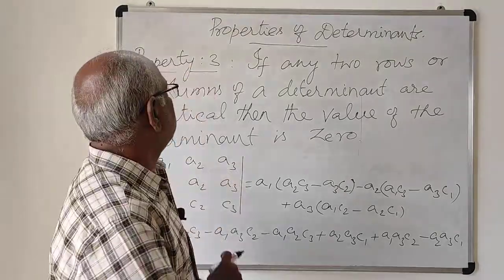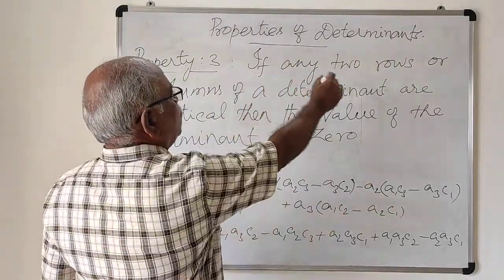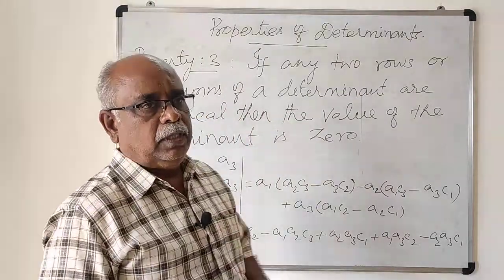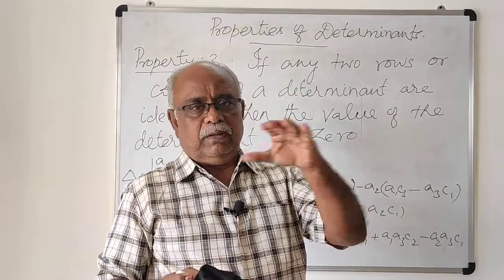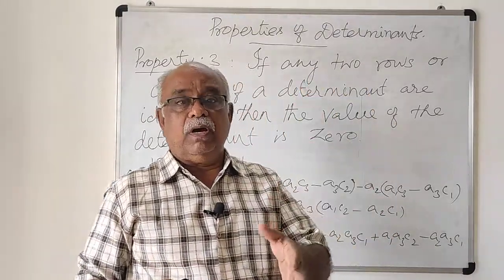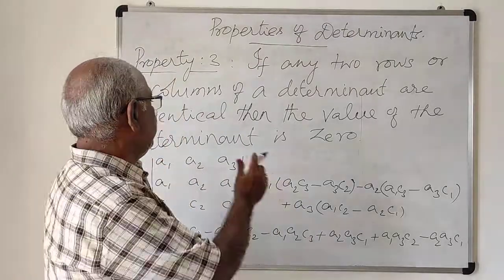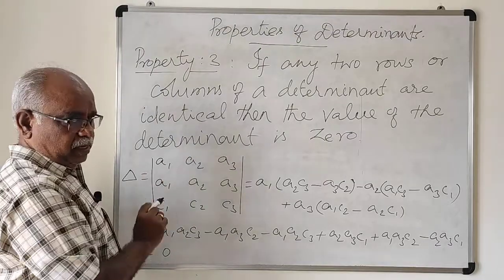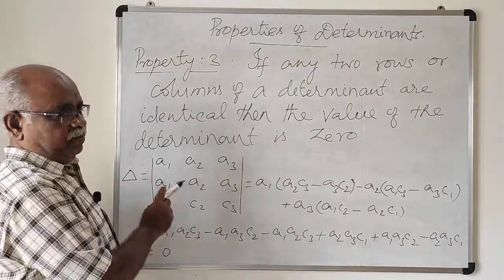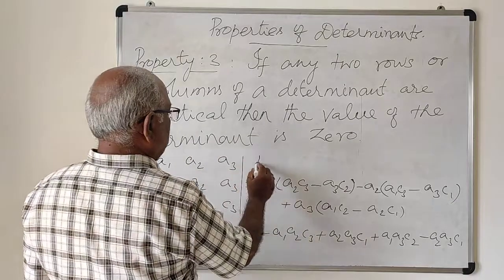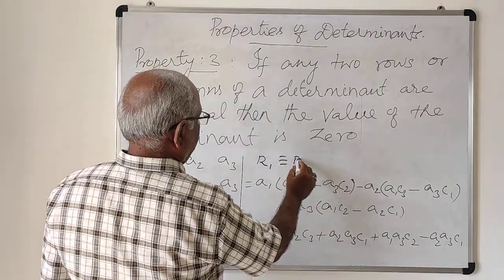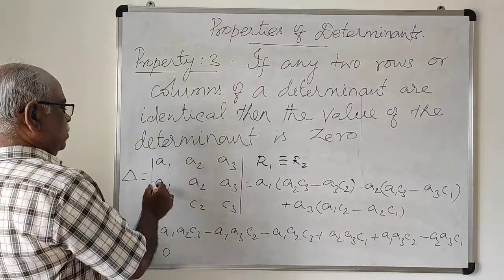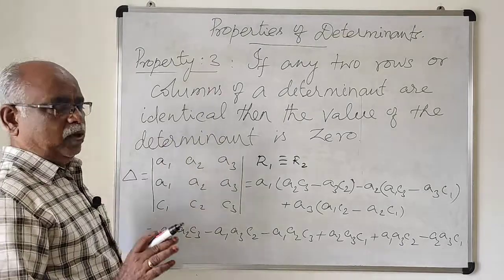In this video, the third property: if any two rows or columns of a determinant are identical, two rows or two columns are the same, then the value of the determinant is 0. Consider the delta. First row A1, A2, A3. Second row is also A1, A2, A3, because the two rows R1 and R2 are identical. Therefore, C1, C2, C3, third row as it is.